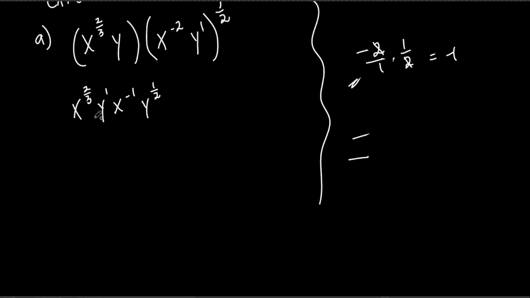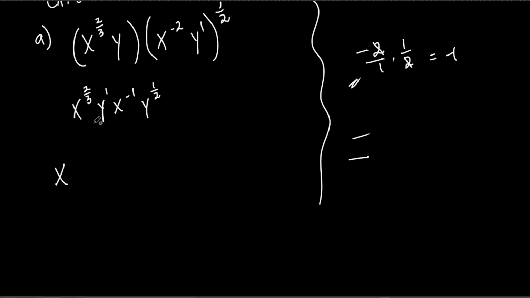All right, let's see if I can continue with this. So now this is what we have. All we did was take this to the 1/2 power. We took this to the 1/2 power. We got this. We're not finished because we can multiply the things with the same base. If you wanted to put them next to each other, I guess you could, but you don't really need to.